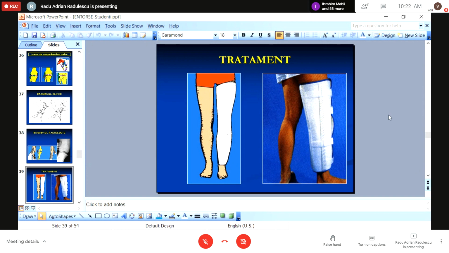We will immobilize the knee in a cast like this one, you can see here, or in a fixed orthesis like this one, for about 4 to 6 weeks, in order to allow the medial collateral ligament to heal.